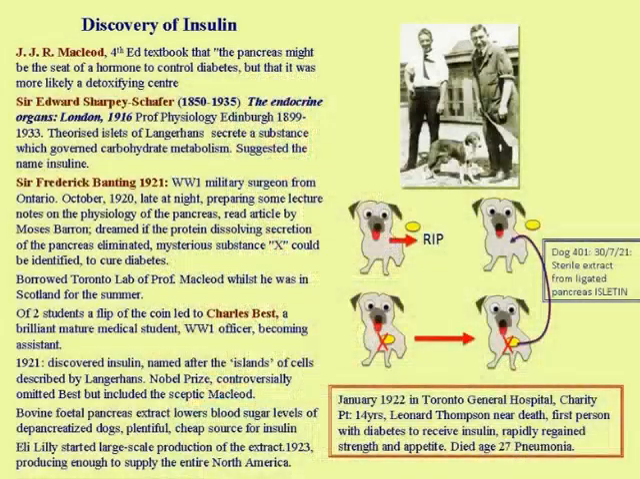So the discovery of insulin really is what we're going for here. J.J. Macleod, in his fourth textbook, said the pancreas might be the seat of a hormone to control diabetes, but that it was more likely to be a detoxifying centre. Now, Banting, in 1921, was a First World War surgeon. He was an orthopaedic surgeon, and he was preparing a lecture, and he was reading the article by Moses Barron, and thought, wow, it came to him in a dream. There's something in the pancreas that's going to cure diabetes, and I'm going to find it.